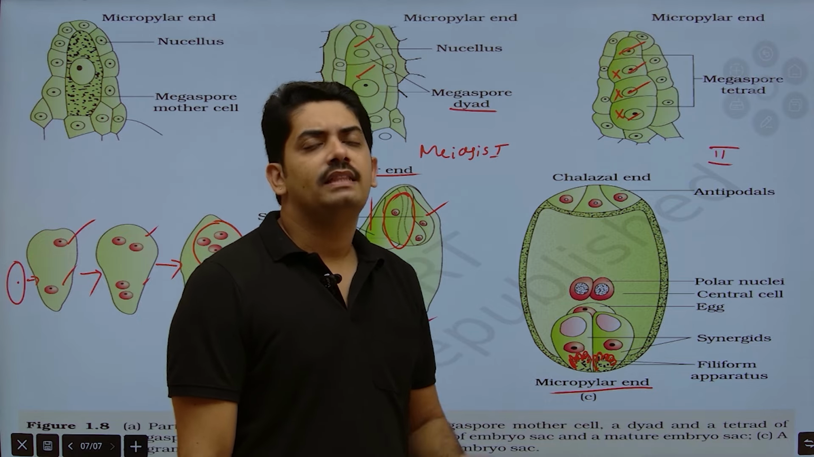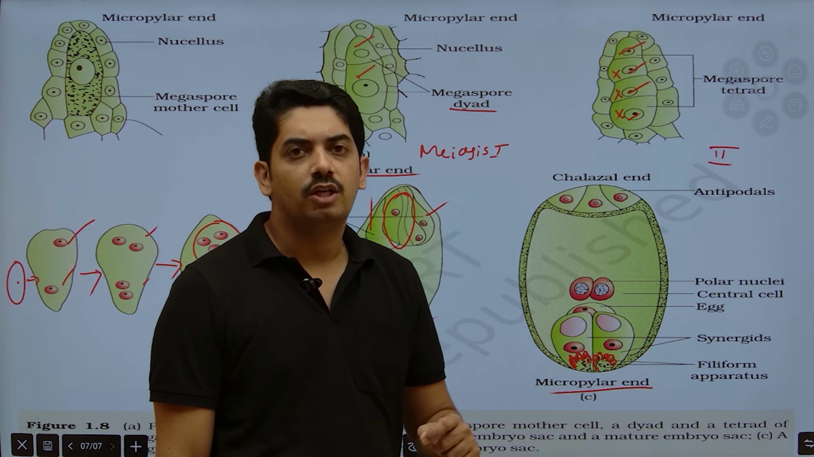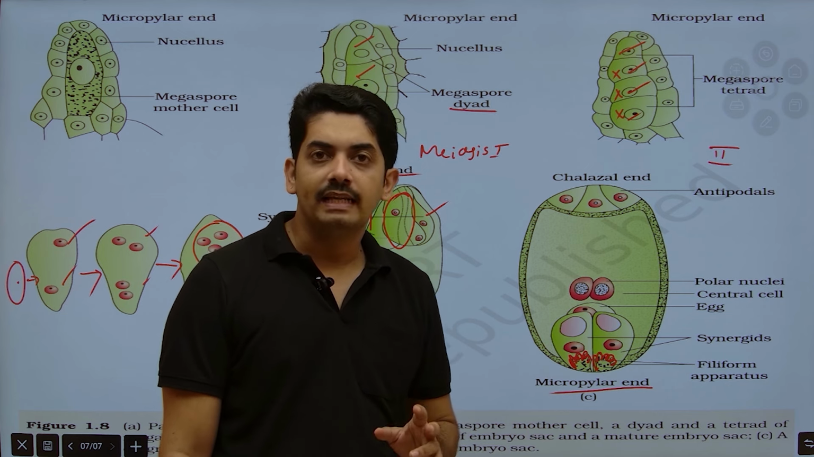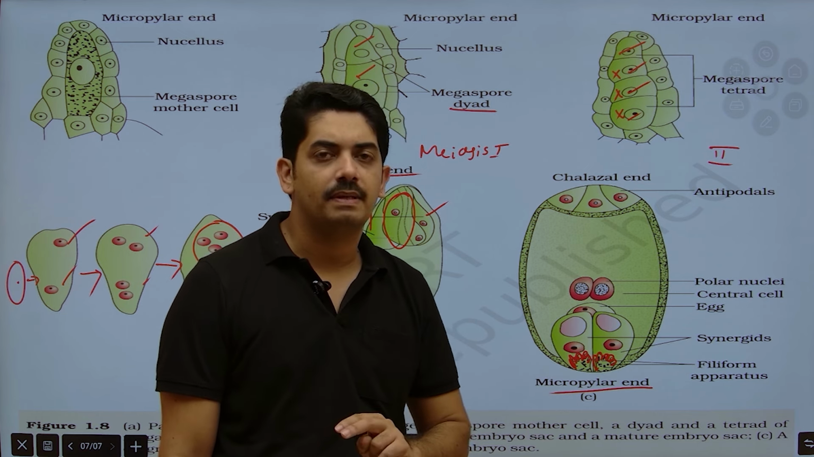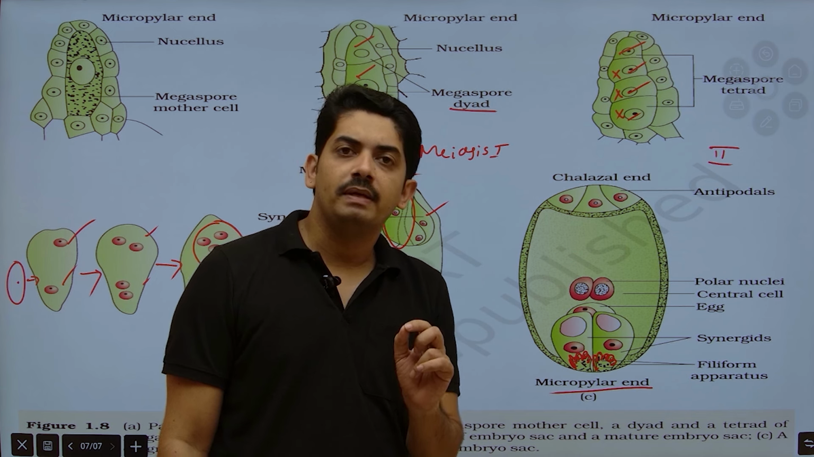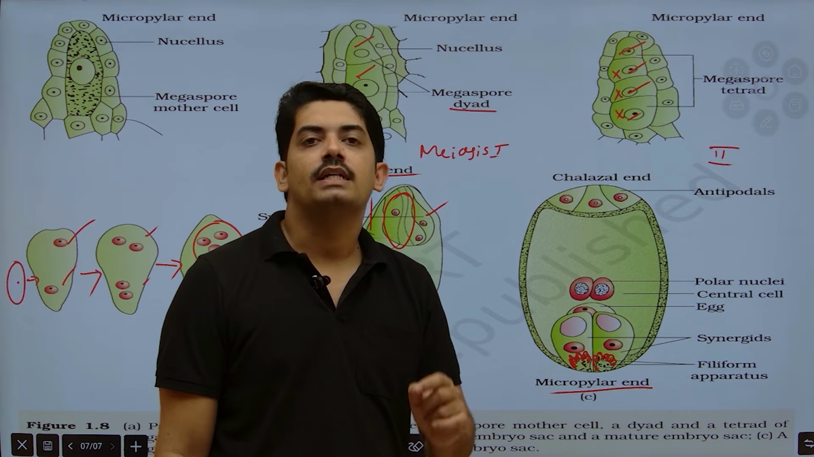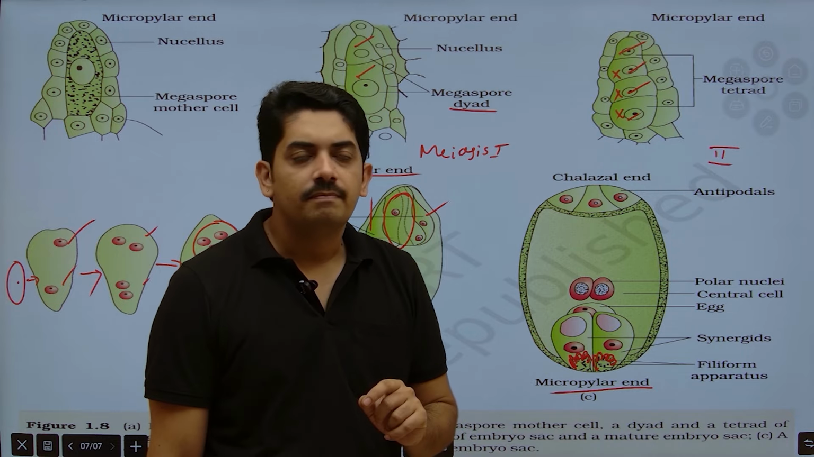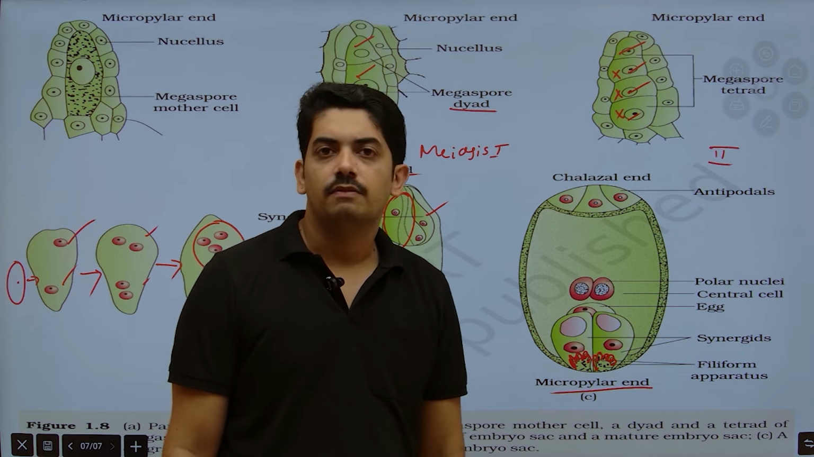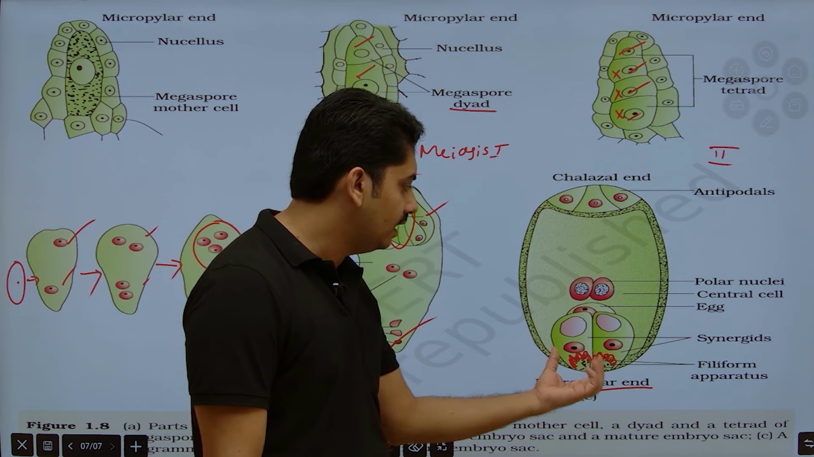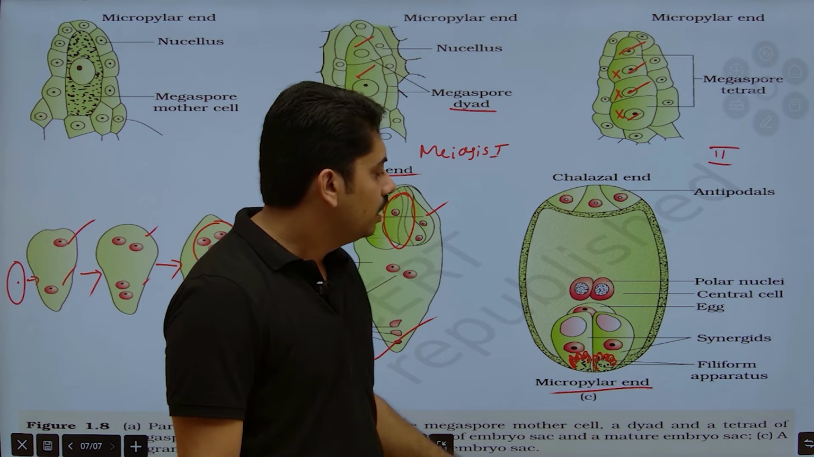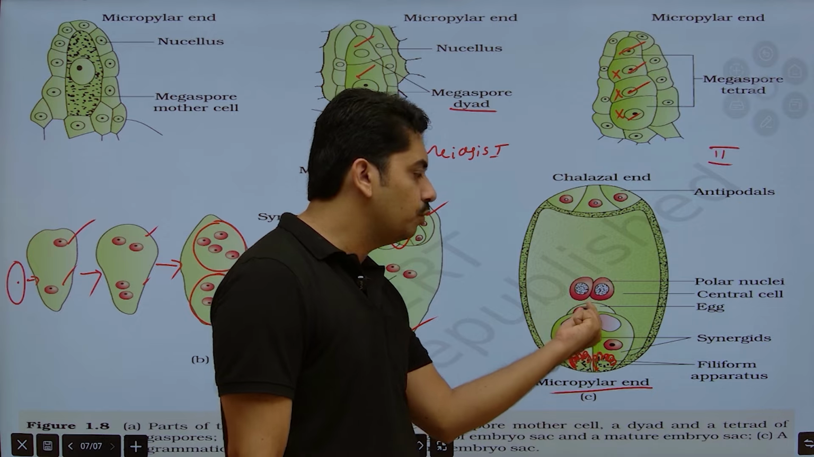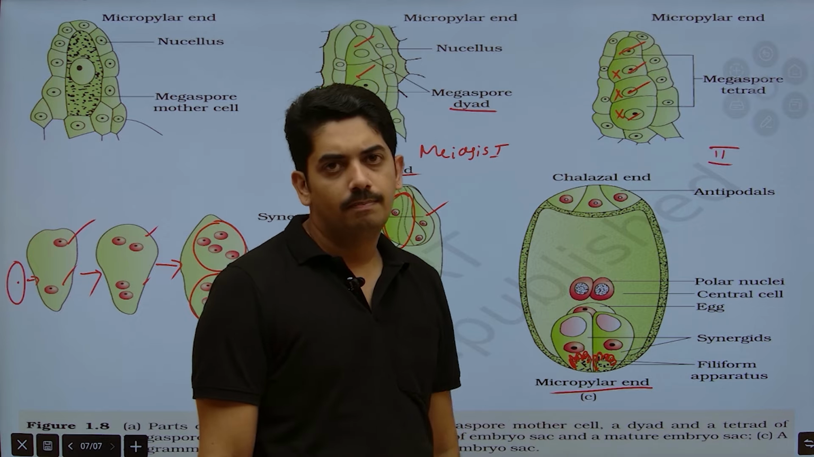When the pollen tube reaches the micropylar region, how many male gametes are present? 2 male gametes are present. They have to be guided properly towards the egg and the polar nuclei. That guiding is done by the filiform apparatus, which is present in the micropylar region. Of the male gametes, one will fuse with the egg, and the other will fuse with the polar nuclei.